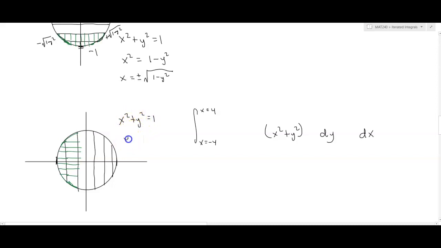So I'll do the same thing, and I'll get y equals plus or minus the square root of 1 minus x squared. And so our inner integral, the lower portion of the circle, is negative square root of 1 minus x squared. This is y equals, up to y equals the positive square root of 1 minus x squared.